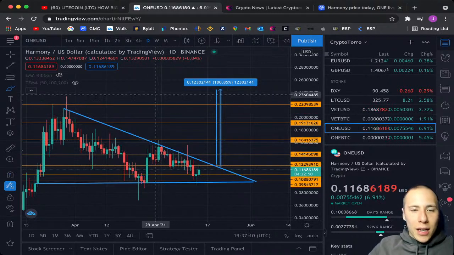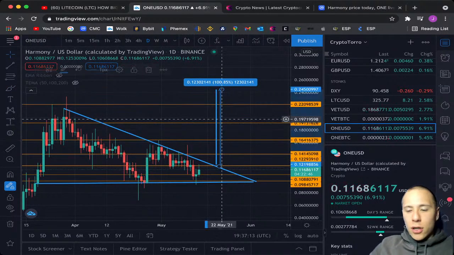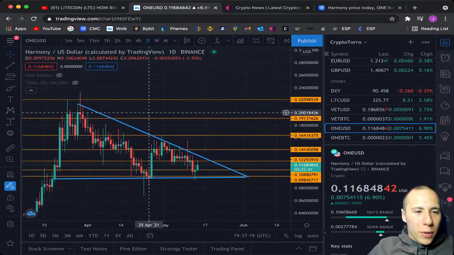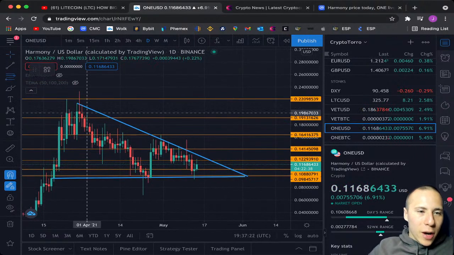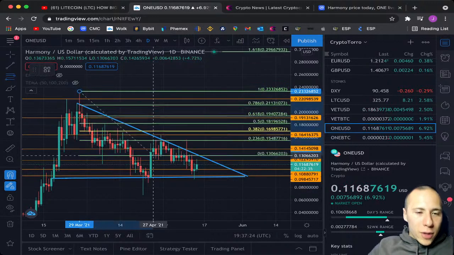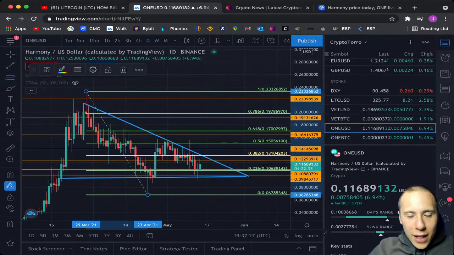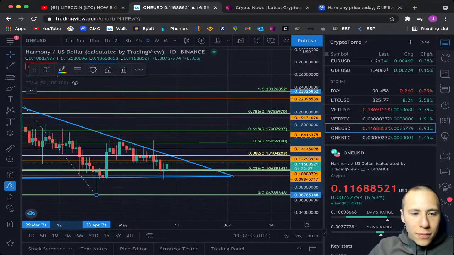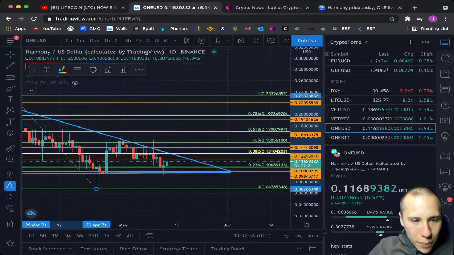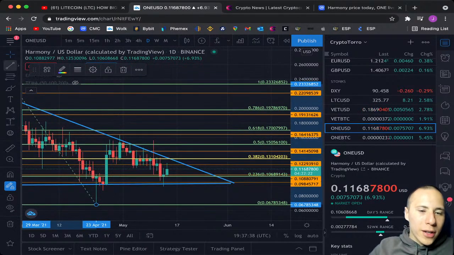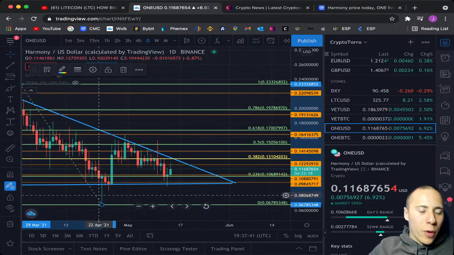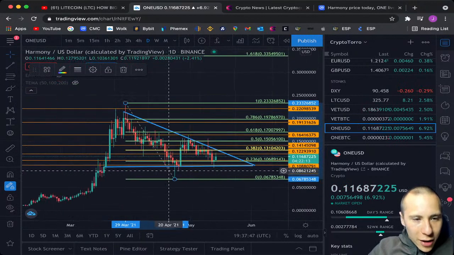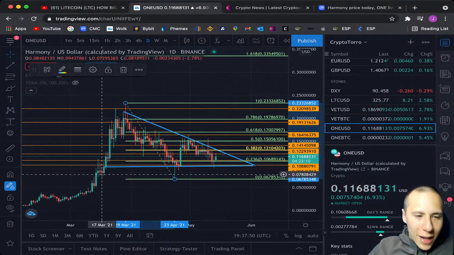So let's take a look even further, and let's start by placing the Fibonacci retracement level on the Harmony chart, and I'll be placing it from the swing high towards the swing low. And what we can see right away is that if Harmony breaks down out of this pattern, I personally think that it won't be going further down than this level at the Fibonacci chart, where we already had a touch in the past.